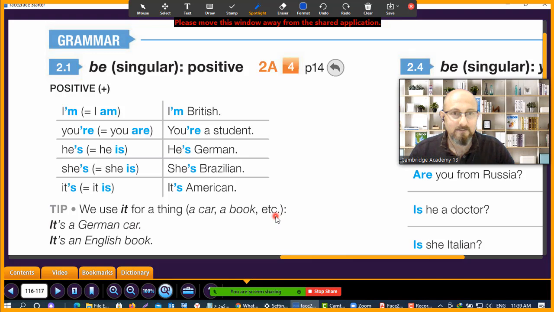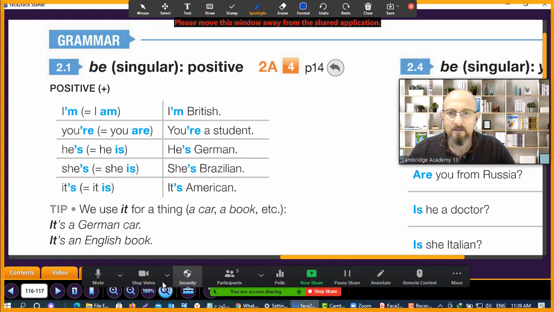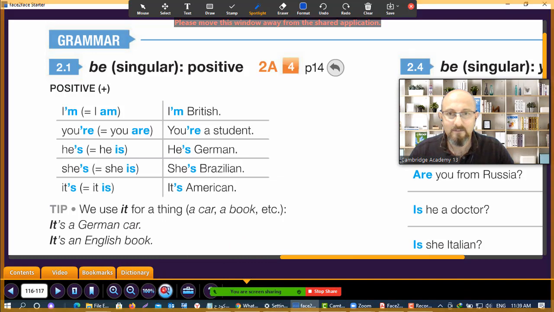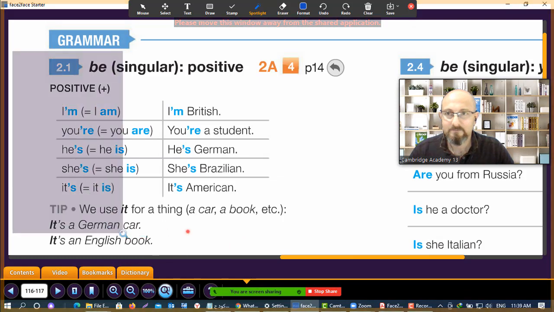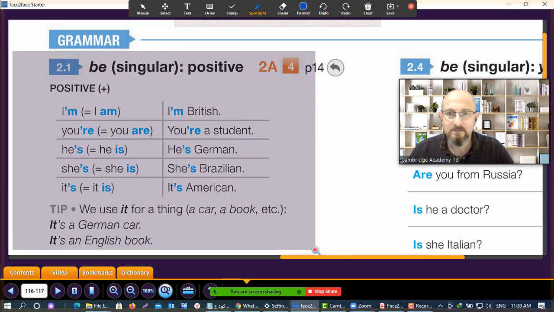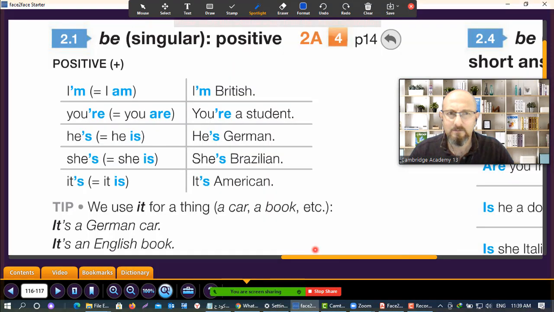The picture is not clear, teacher. Ah, but it's very big here. What about now?